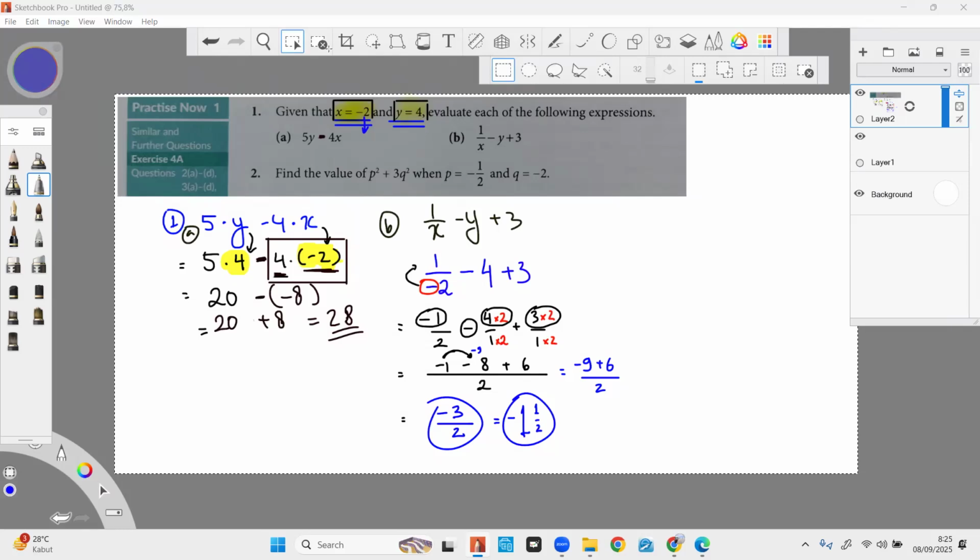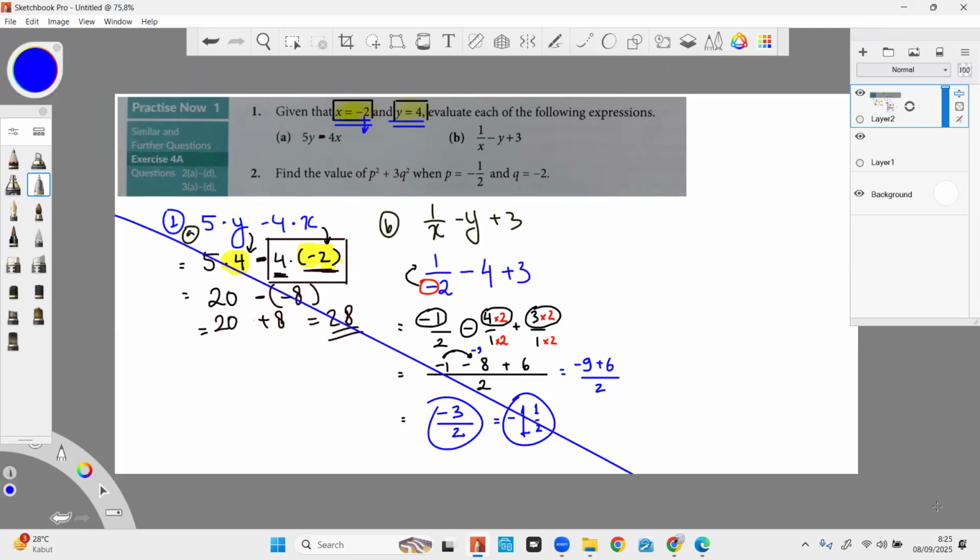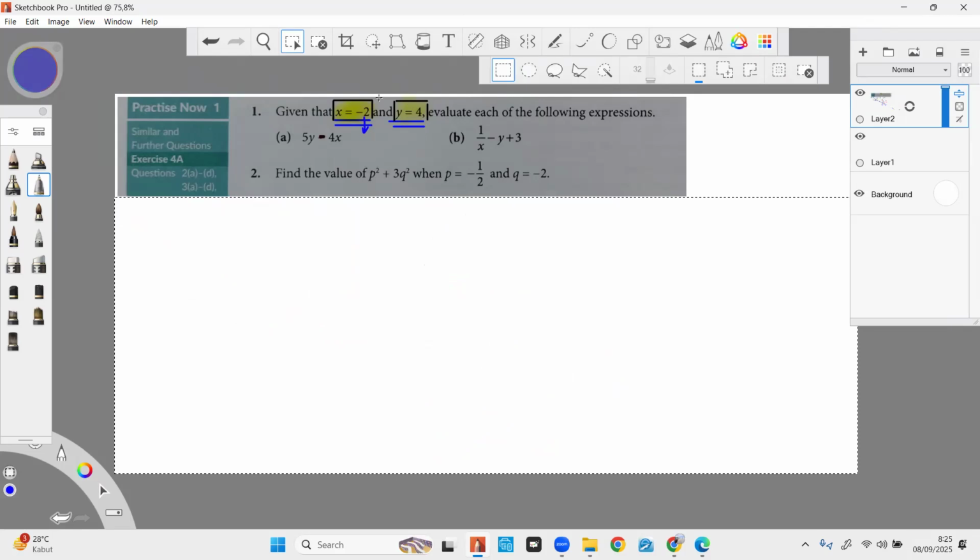Now we go for number 2. Wait, what's wrong? Okay, focus, yeah.